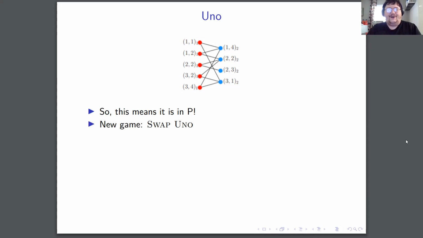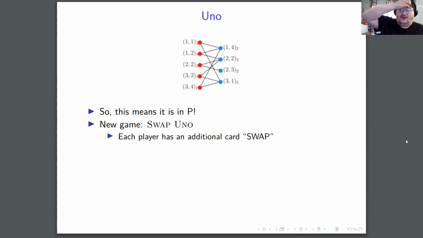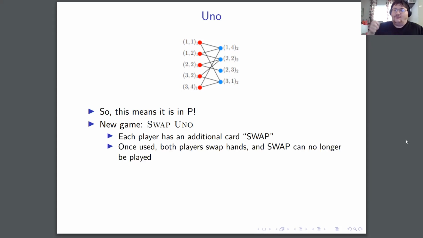So now we have this new game, Swap Uno, that we created just to show something that we can do with our results. Suppose we have Uno, but each player has an additional card called Swap. Once they play a swap, they swap their hands with their opponent, and they discard the swap. So there's no more swapping after that. So what about this game? Well, it turns out, again, I can't say because we don't have the Nimber background, but it turns out that this is just equivalent to adding a star to the game.